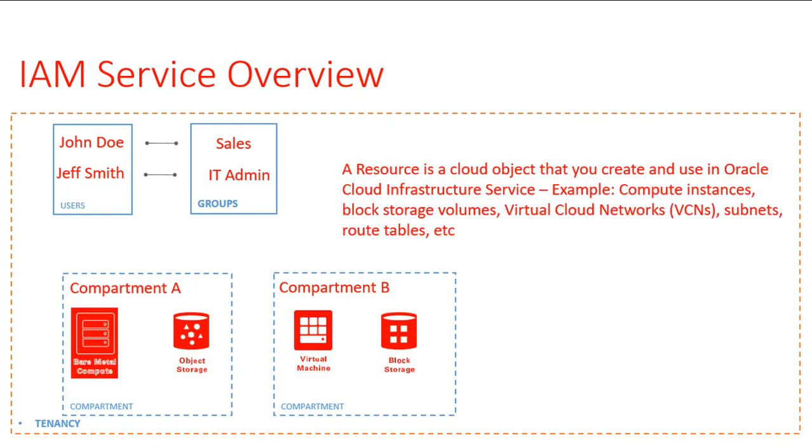A resource. We talked about giving access to a resource. So what is a resource? A resource is a cloud object that you create and use in Oracle Cloud Infrastructure services, for example a compute instance, block storage volumes, virtual cloud networks (VCNs), subnets, route tables, etc. Like you see, in compartment A we have bare metal and object storage. In compartment B, we have a VM server and a block storage. So these are the resources, but they are in two different compartments.